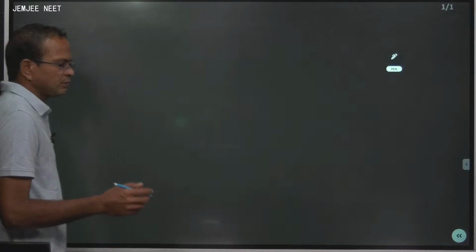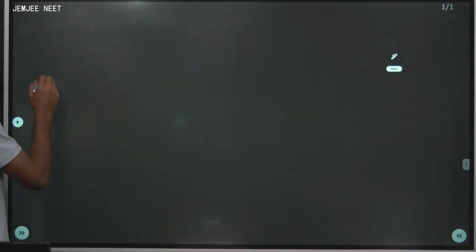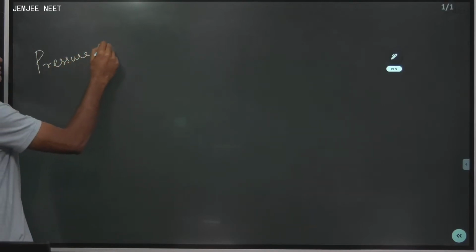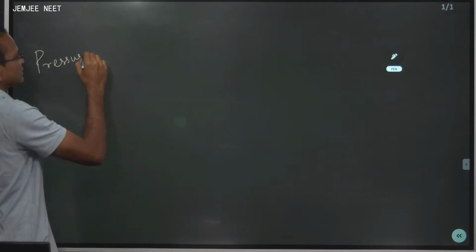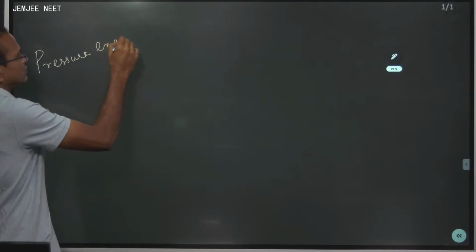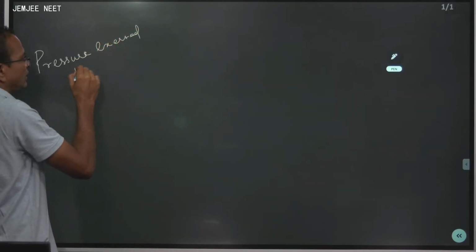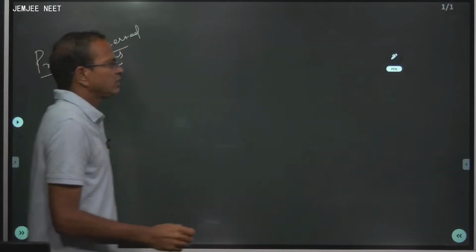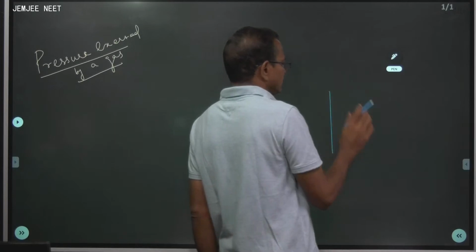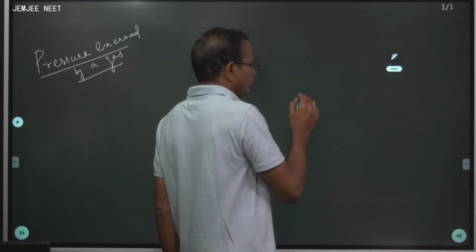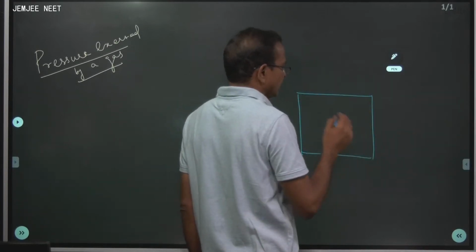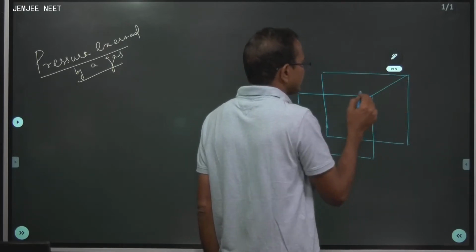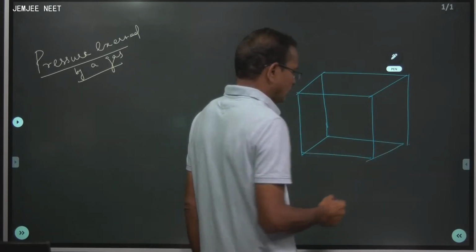Now we want to start with pressure exerted by a gas on the walls of the container. So I want to start with a rectangular block, our usual method, I hope. But this time I will go fast. I won't go slow like last time, because whatever we have covered nearly in the last 10 classes, today we have to cover in one class.